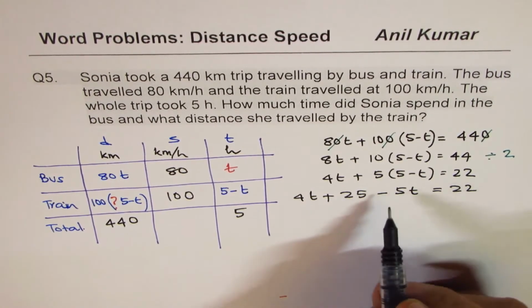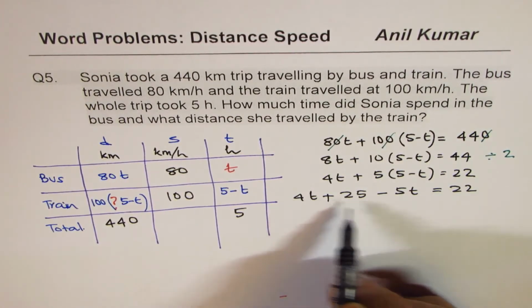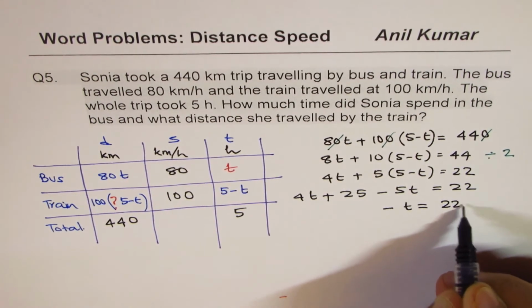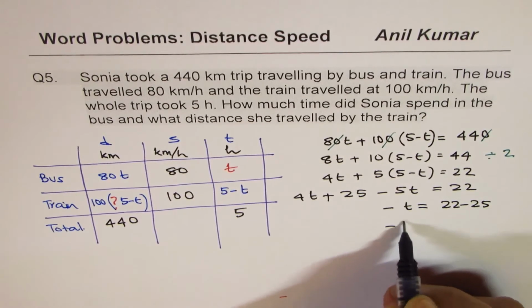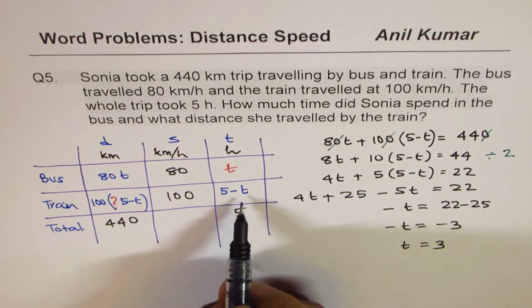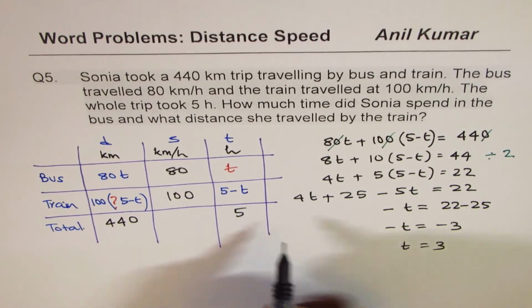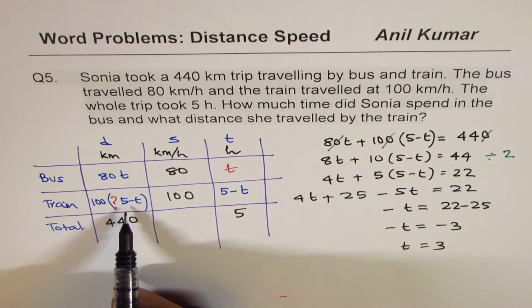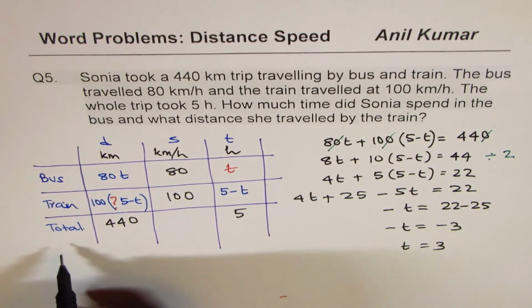Bring constants together, and here we have 4t minus 5t, so it is minus t equals 22 minus 25. So we have minus t equals minus 3, t equals 3. So we know t is 3. Therefore, once we have t is 3, we know train distance also. Do you see that? So we can write down our answer.